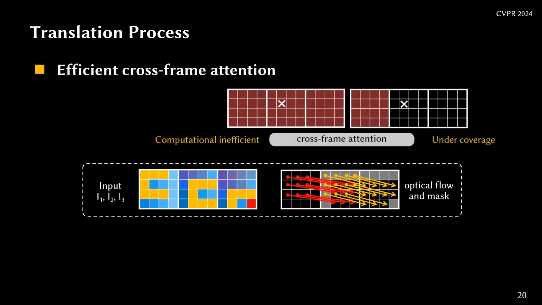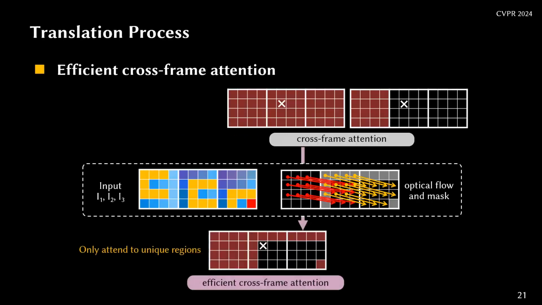Then we modify the cross-frame attention. There are two kinds of cross-frame attention. One uses all available frames as reference, which is computationally inefficient. Another uses the first frame or the previous frame as a reference, which cannot handle newly emergent objects. We propose efficient cross-frame attention by eliminating redundant patches and only attending to unique patches across different frames.